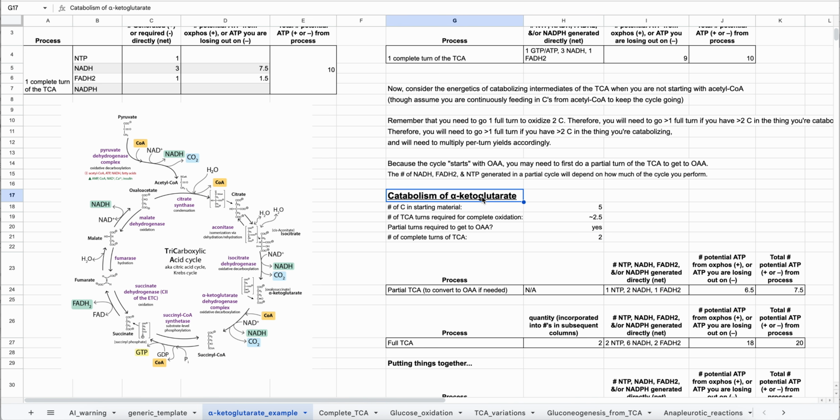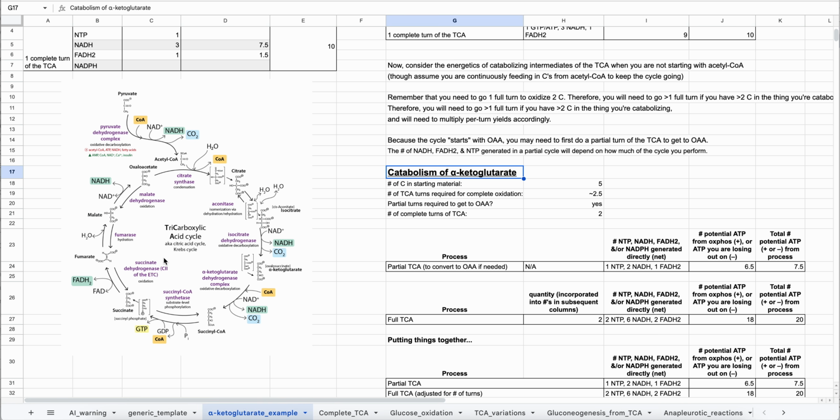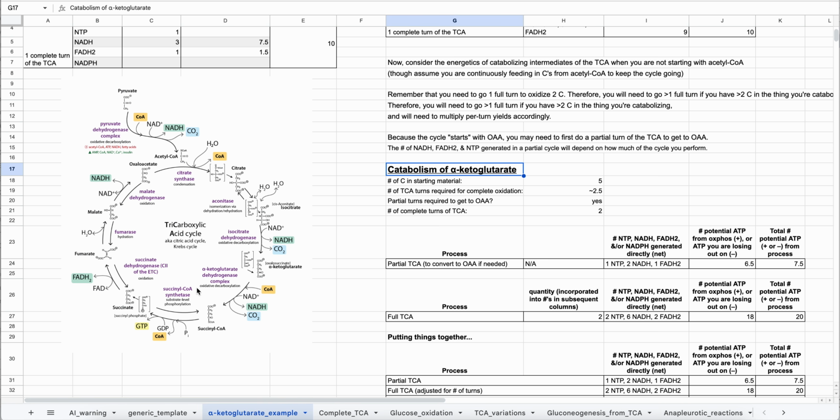So let's think about the catabolism of alpha-ketoglutarate, our example. We said it had 5 carbons, and we need about 2.5 turns. The "about" part is kind of important because depending on where you start, you're going to generate different things in the partial cycle. So if you were to put in isocitrate, that's the only case where you get a full cycle's worth, because anything else, you're not going to get a full amount.